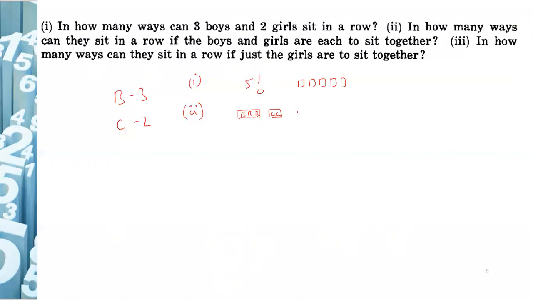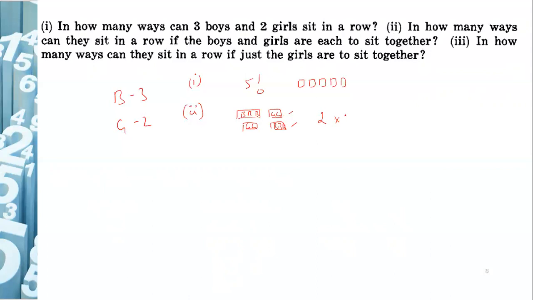Here you try to understand. For convenience, I have arranged benches, not chairs, because all 3 should be together and these 2 also should be together. Who will sit first, boys or girls? There are 2 possibilities: boys first and then girls, or first girls and then boys. These are the 2 ways.